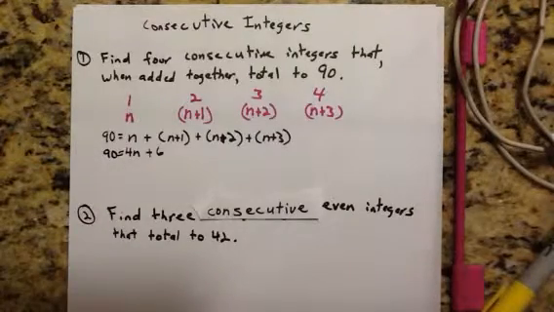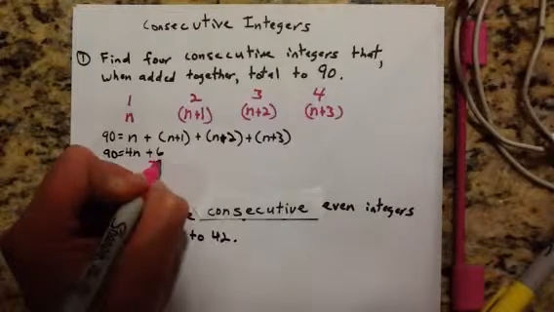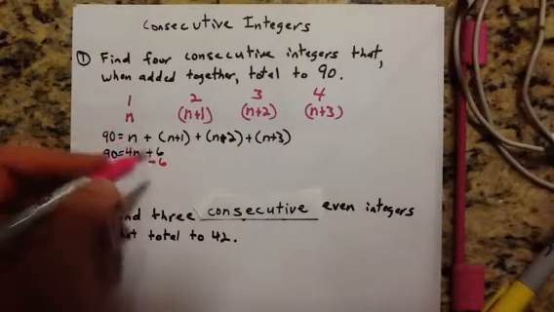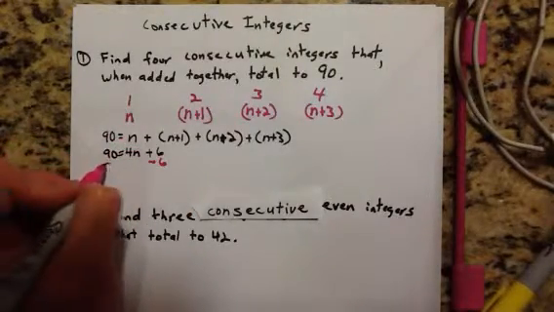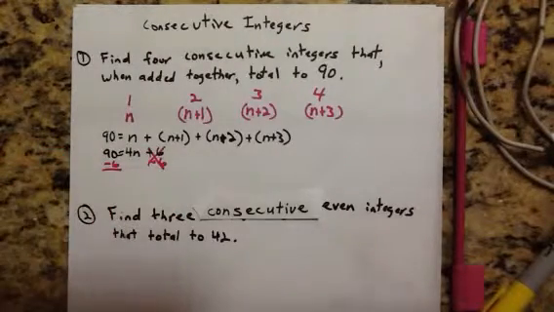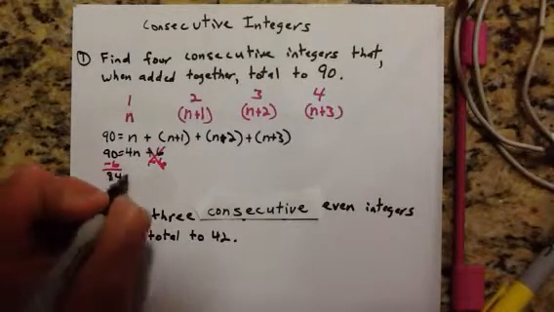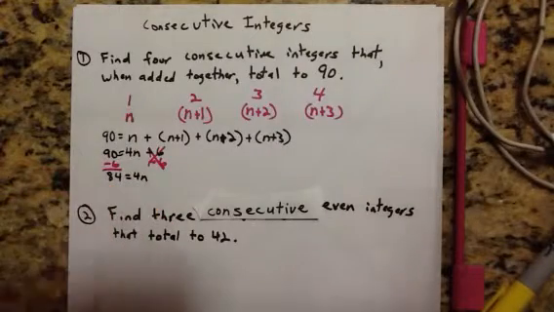Now we want to start undoing to get n alone. So we do the opposite operations. We first deal with adding or subtracting. So subtract 6 from both sides. The positive and negative 6 cancel each other out. And 90 take away 6 is 84 equals 4n.